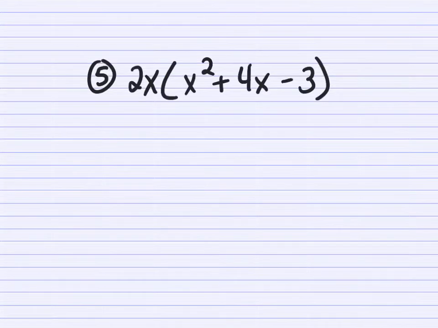All right, number 5, we have a monomial times a trinomial inside the parentheses. Now, when it's a monomial, that's one term. That means you do the distributive property once. So I'm going to take this 2x, I'm going to distribute him to all 3 terms. So 2x times x squared gives me 2x to the third, because there's 3 x's there, 1 over here and 2 more here.